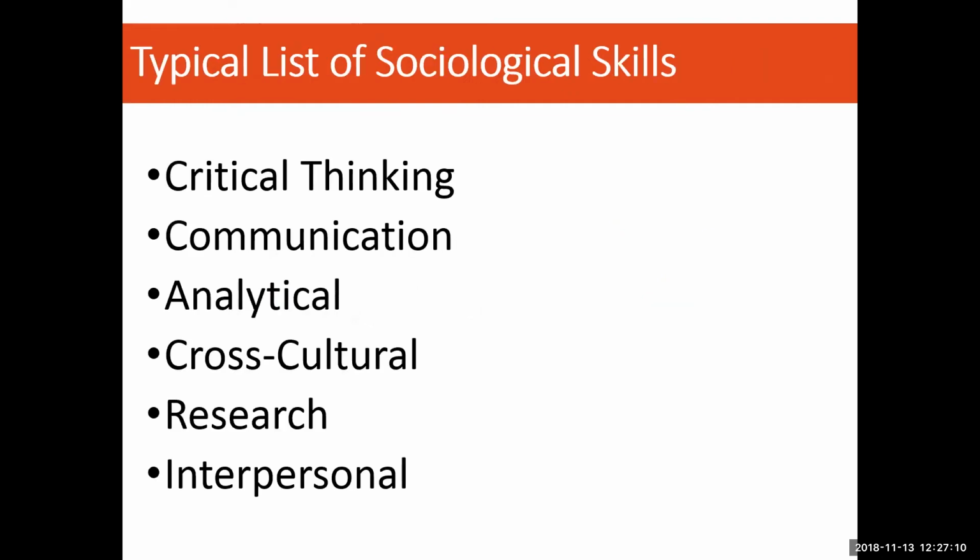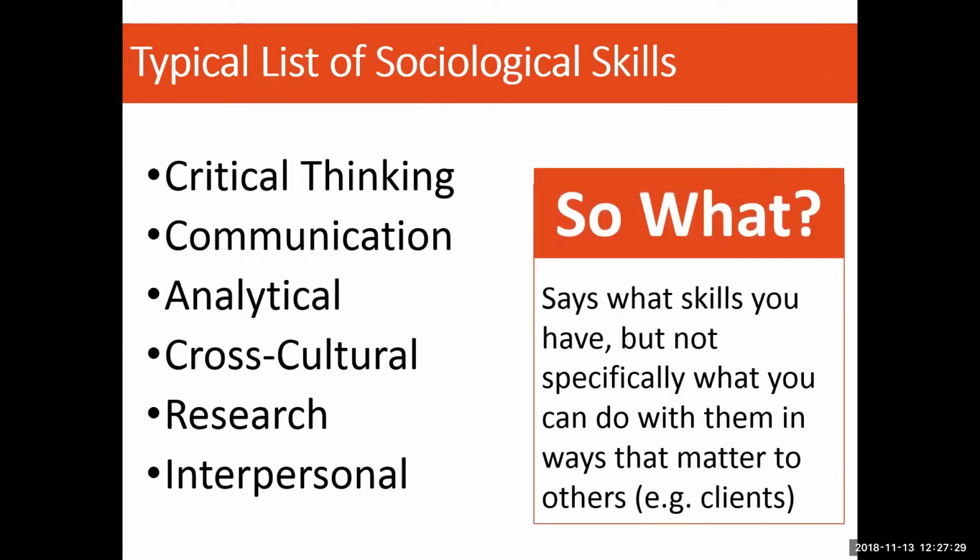Typically, you find this list of sociological skills on a lot of department web pages around what people learn in a major. You'll see critical thinking, communication, analytical skills, cross-cultural skills, research skills, and interpersonal skills, and all that's really true. We have expertise in all these different areas. However, so what? A lot of people can claim access to these skills.